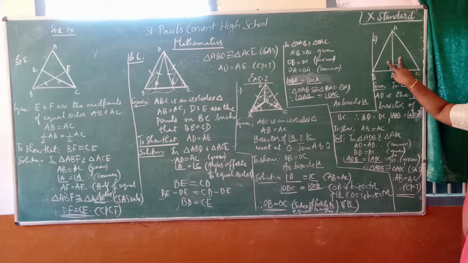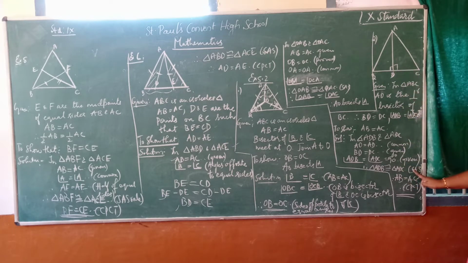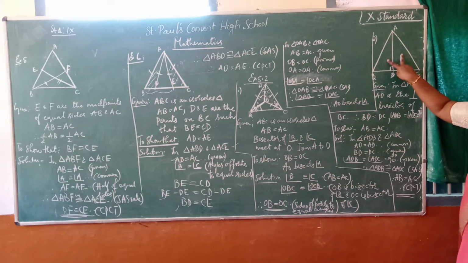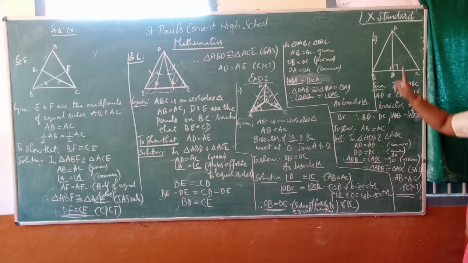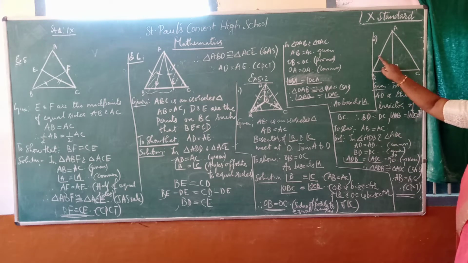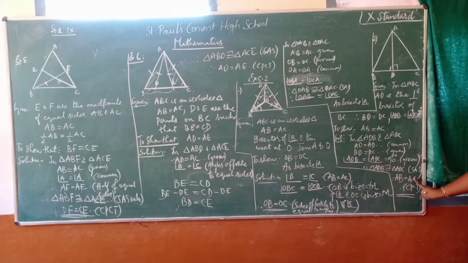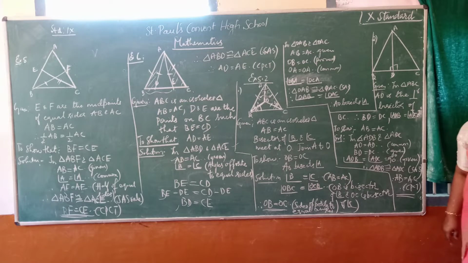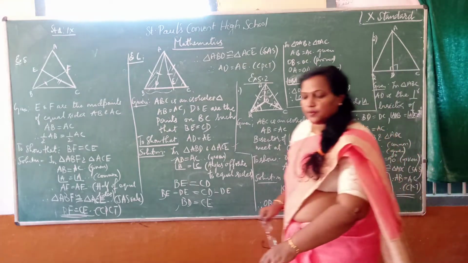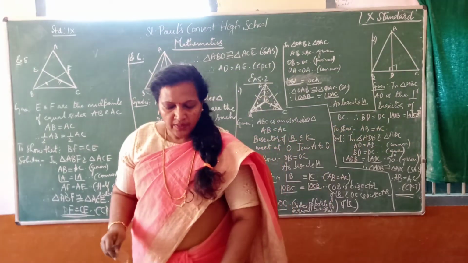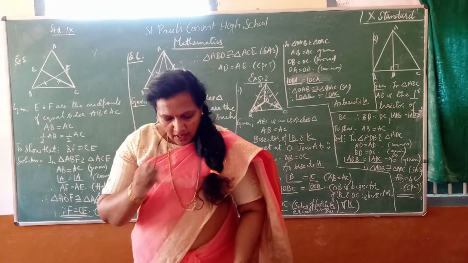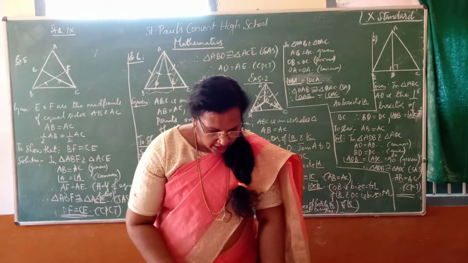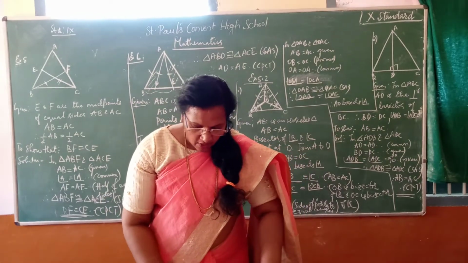Therefore, the two triangles are congruent. By which rule? That is the SAS rule. And if two triangles are congruent, then corresponding parts will be equal. AB is equal to AC. That is corresponding parts of congruent triangles. You got it, children? There are remaining exercise problems also. You can try. Later when I have the time, I'll do at least a few of the remaining problems from the exercise 5.2.